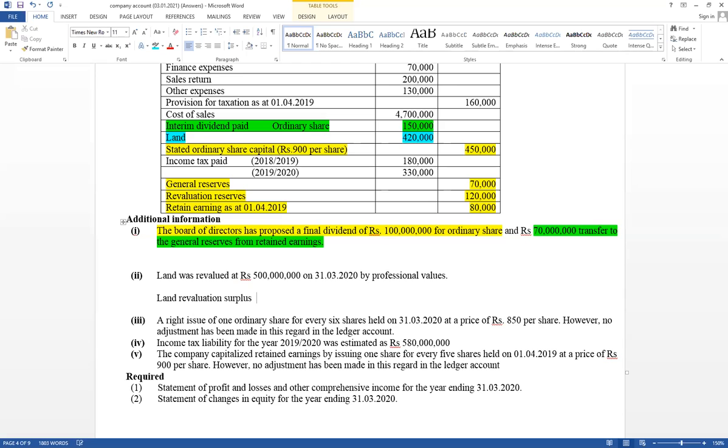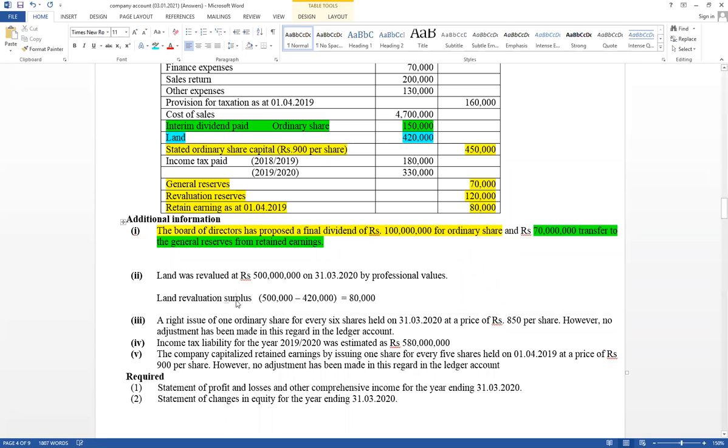Land revaluation surplus equals revaluation amount, 500,000. Take values in 1,000. And cost value is given in the trial balance, 420,000. Therefore, revaluation surplus equals 80,000.